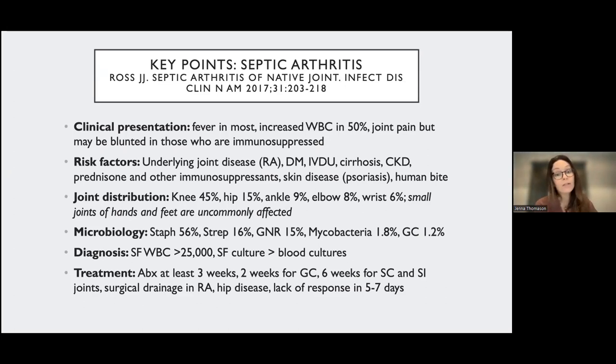Some risk factors include underlying joint disease, so abnormal joints, like in a patient with rheumatoid arthritis, also diabetes, IV drug use, cirrhosis, CKD, patients that are immunosuppressed, or those that have skin disease, including psoriasis. Joint distribution tends to affect large joints much more than small joints.